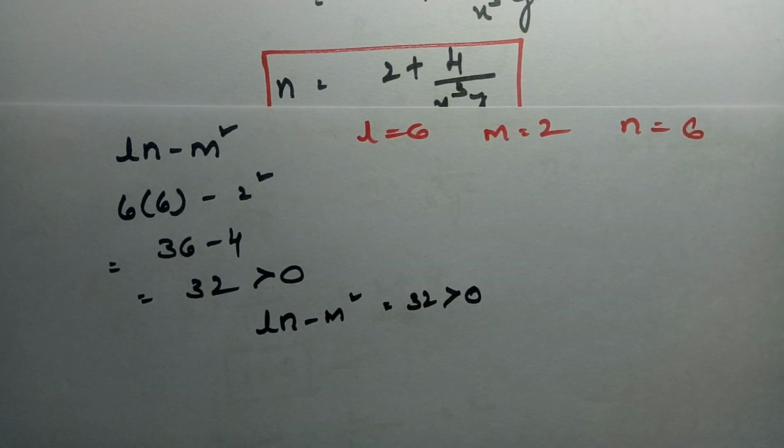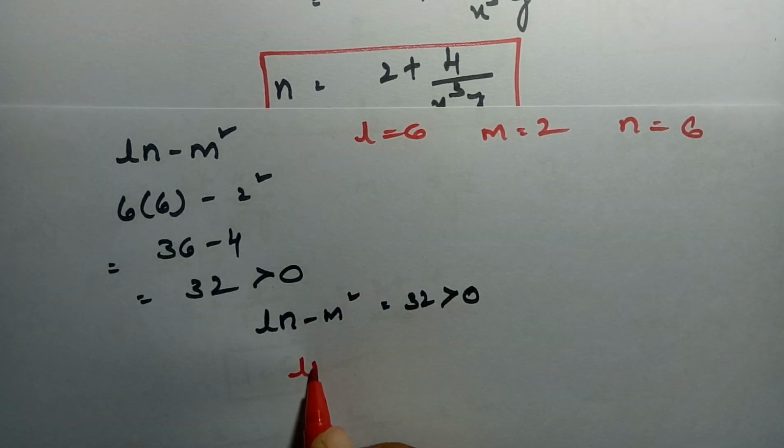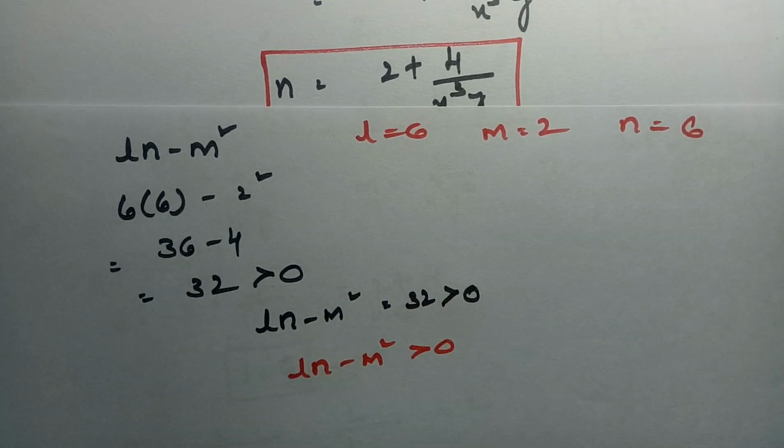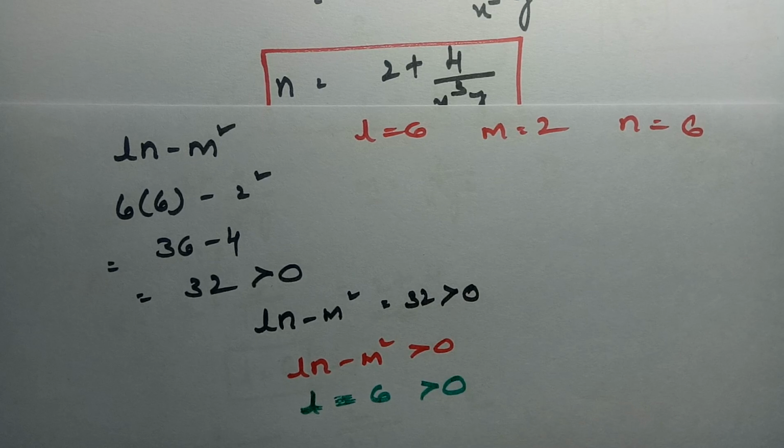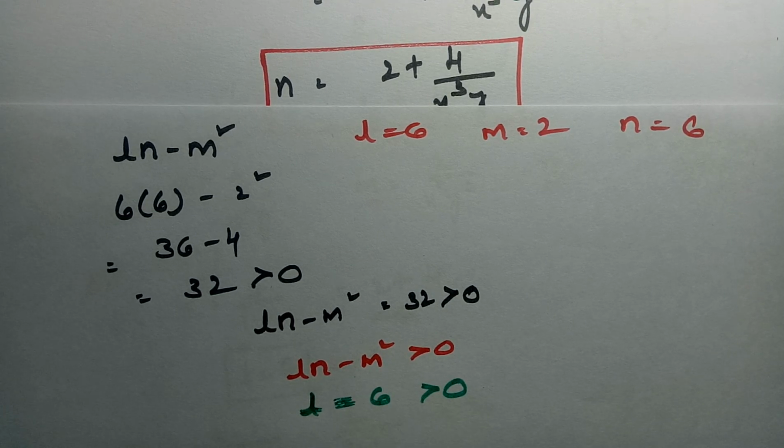So if I get a positive value, LN minus M square is a positive value, then I have to check my L value. What is L here? So L is equal to 6, which is also positive. Then F will take a minimum distance. So what is the Z value here? How can we get the Z value?